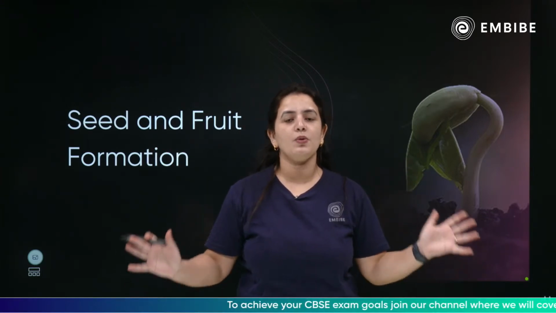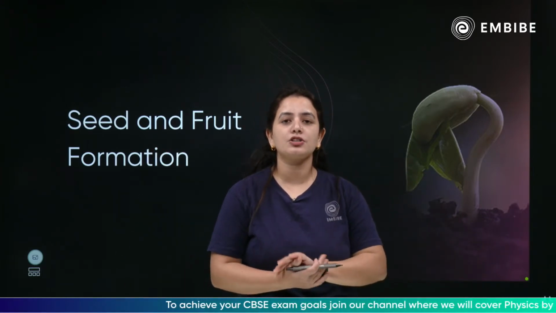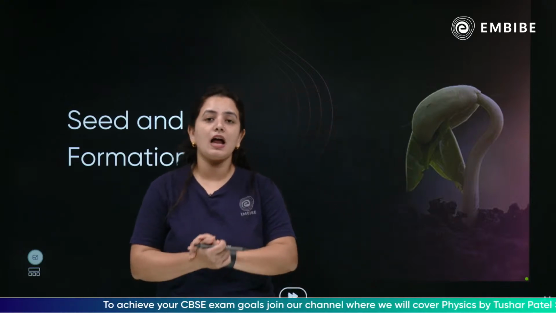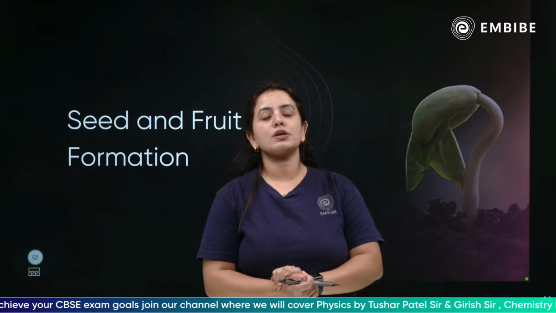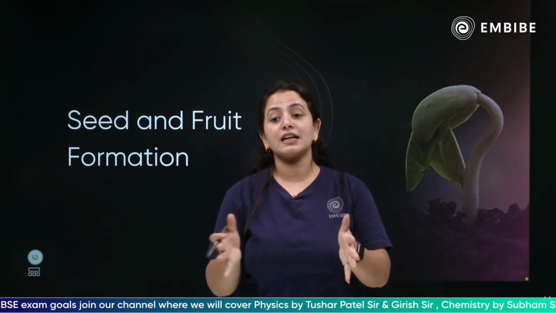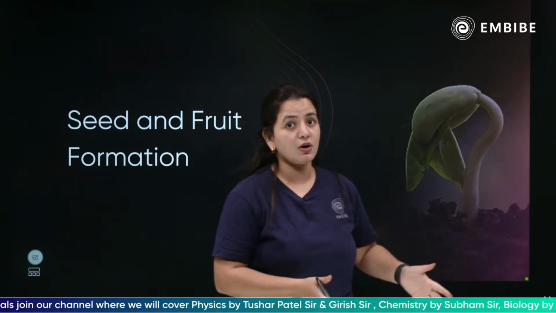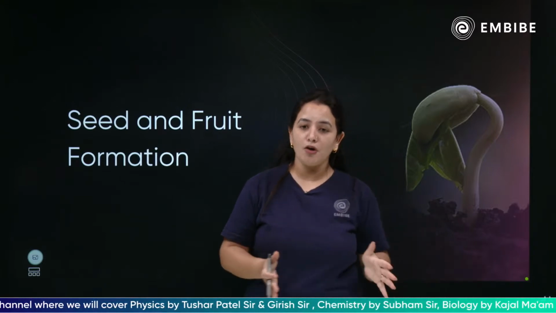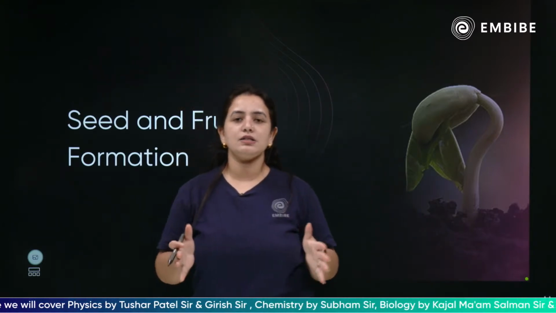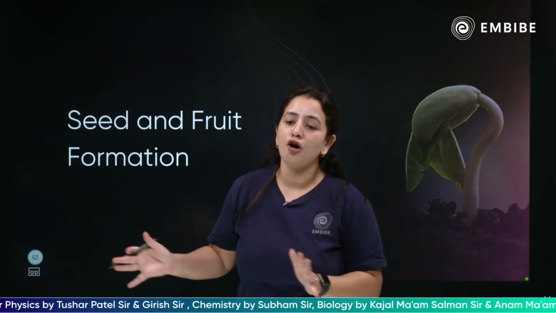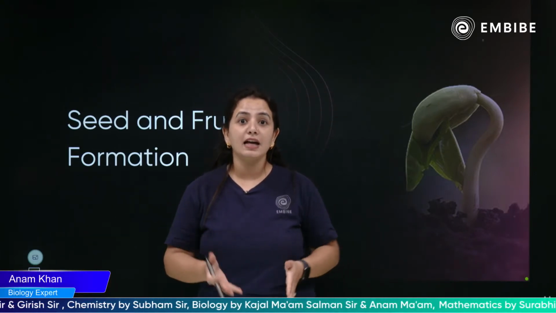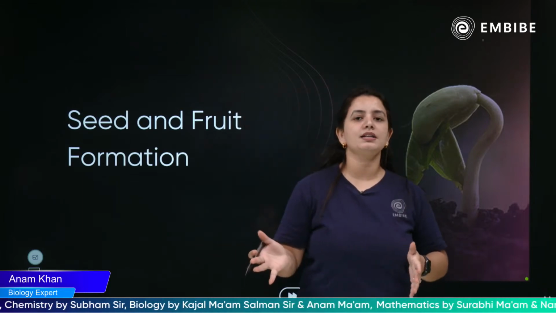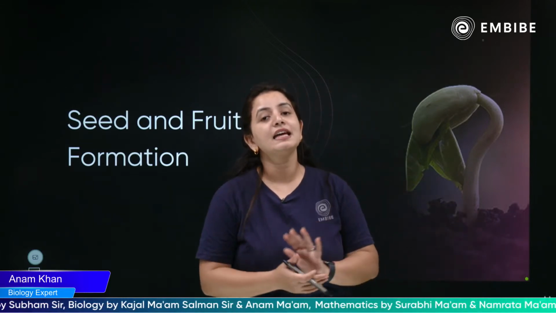Once again, we are here with another topic from the sexual reproduction of flowering plants. Yes, we are about to complete this chapter. Today we are going to discuss the post-fertilization events. In the previous lecture, we discussed seed formation. Today we will discuss the seed and fruit formation after fertilization. We have seen how dicot plants and monocot plants develop after fertilization.